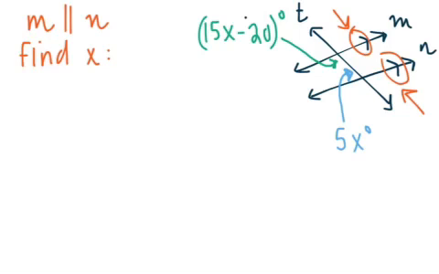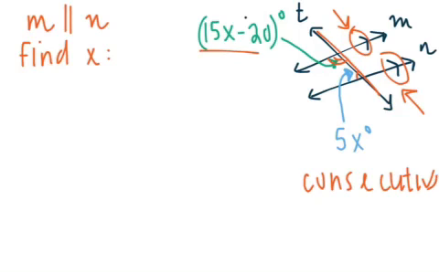So we have 5x here, talking about this angle, and then 15x minus 20 degrees is talking about this angle here. So we need to determine, what is the relationship between those two angles? Are they congruent? Are they supplementary? Are they consecutive? Are they interior, exterior? What are they? Well, the transversal t is here, and these angles are both to the left of it, so they're on the same side. So they're not going to be alternate anything. They're either going to be consecutive or corresponding. In this case, since they're on the interior of the parallel lines, they're considered consecutive interior angles.